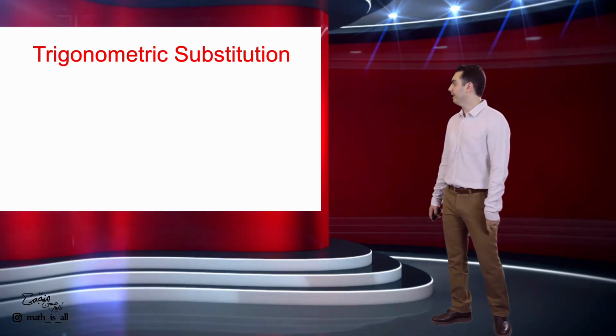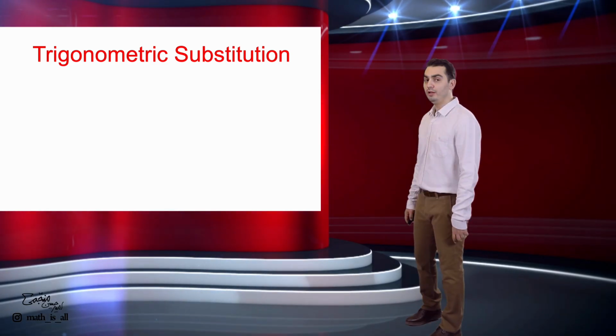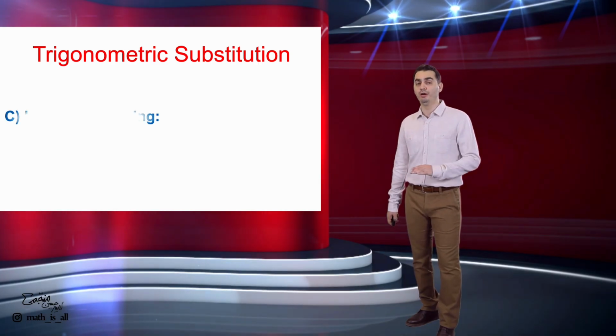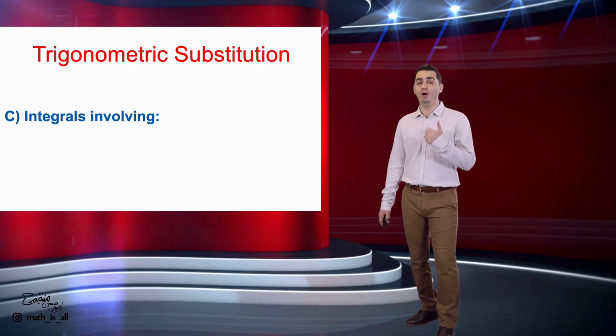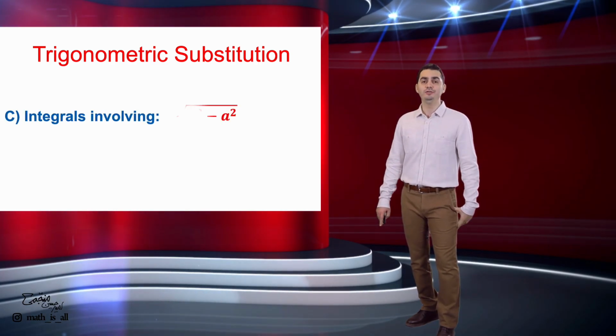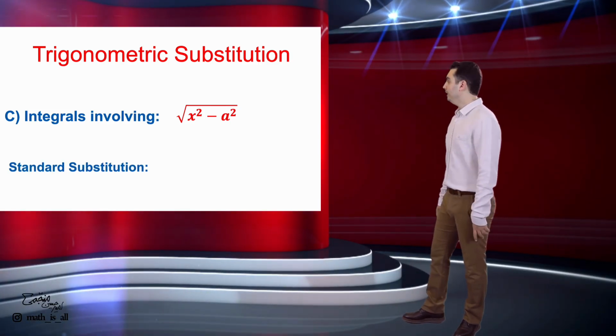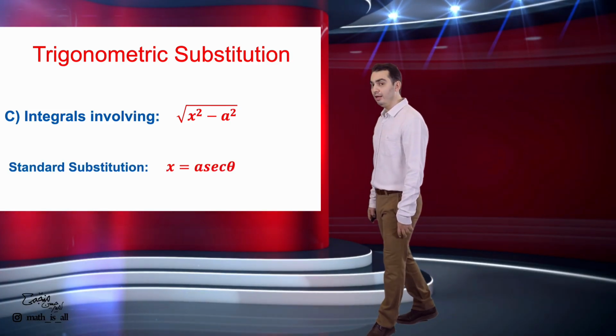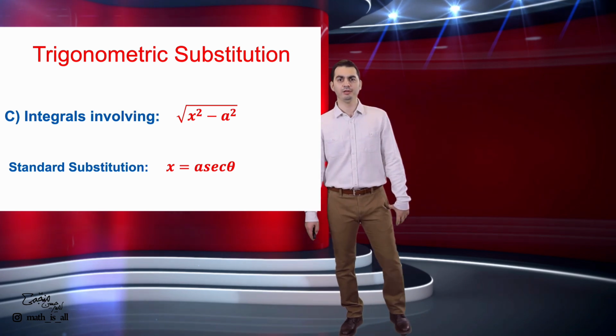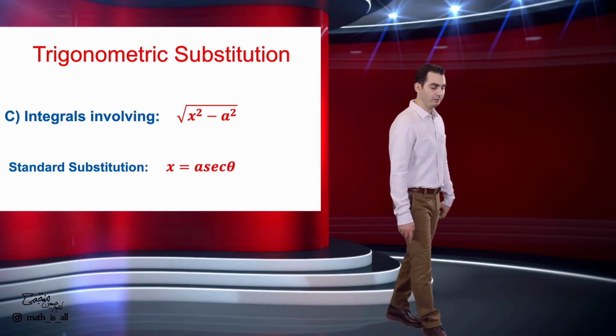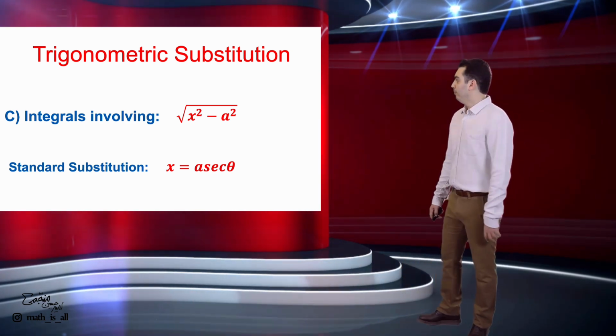Now, the third model we'll see together here involves integrals of x squared minus a squared. In the first one, I said a squared minus x squared. Here, I'm saying x squared minus a squared. If we see x squared minus a squared, we take x as a secant theta. This is the last one, so don't worry, but they solve some very interesting problems.